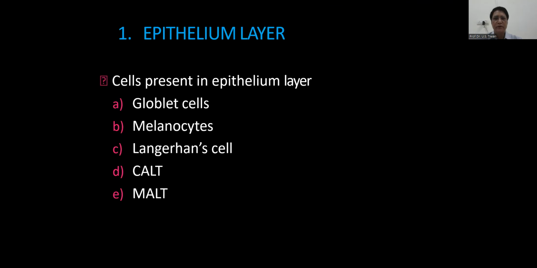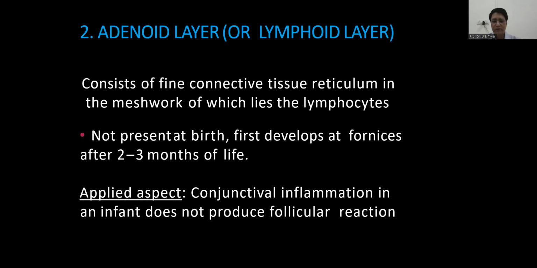Now, if you look at the epithelial layer, the epithelium contains certain cells. These are the types of cells that are present in the epithelium: goblet cells, melanocytes, Langerhans cells, CALT and NALT. I'll talk about that in a short while. Goblet cells are present throughout.